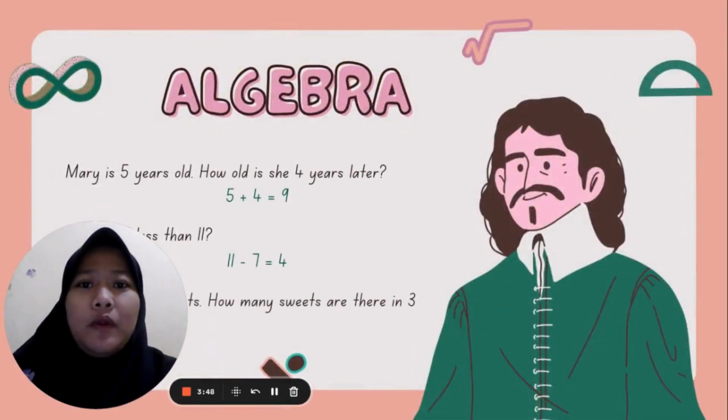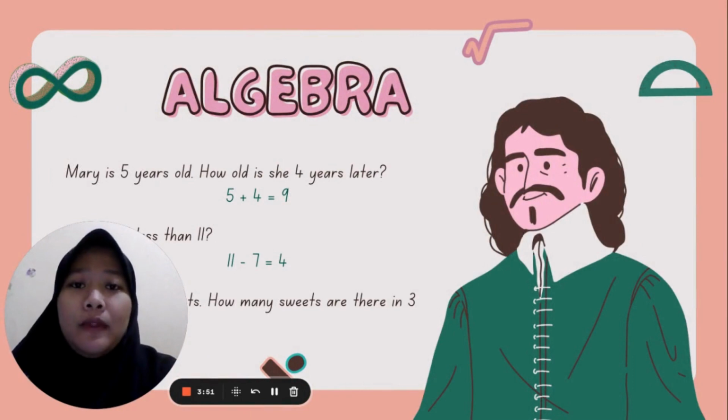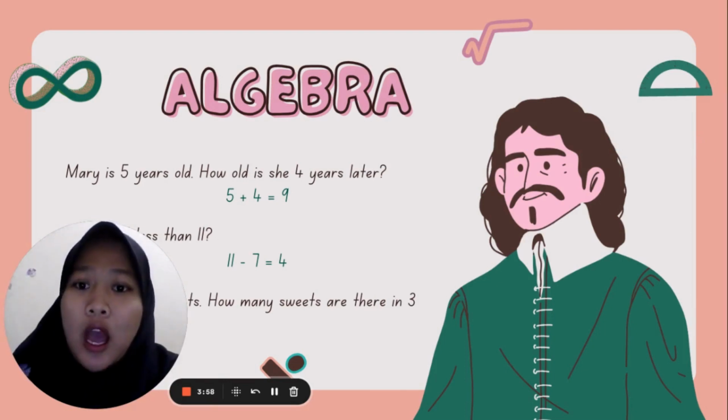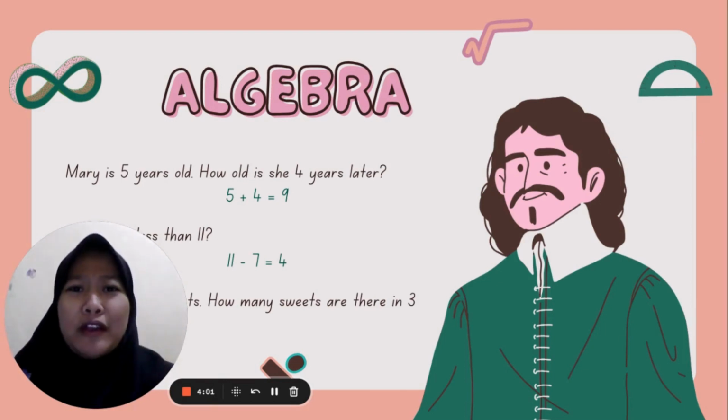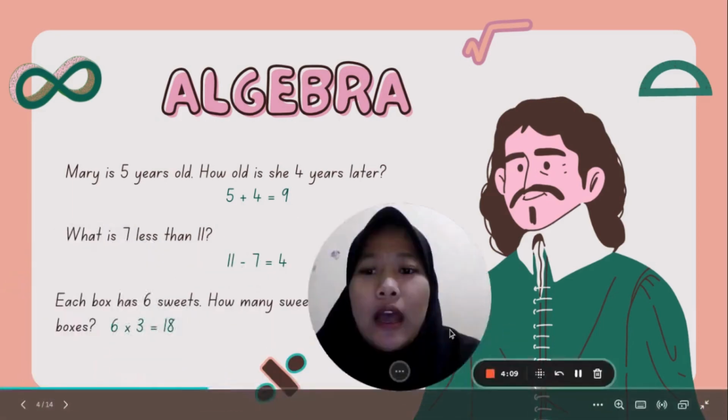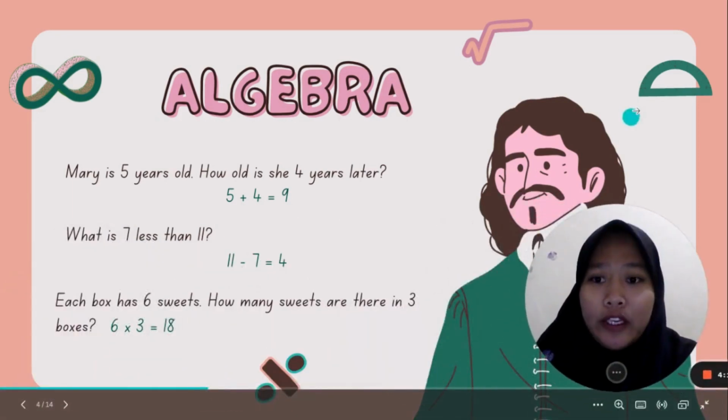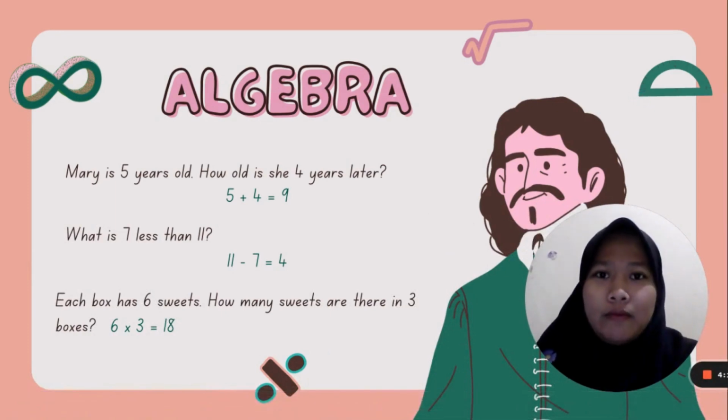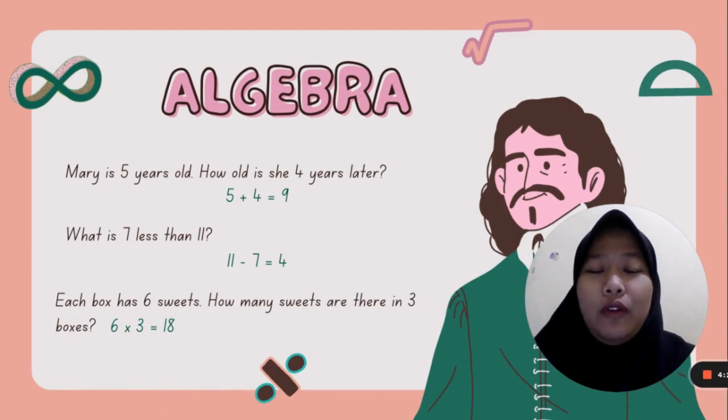Well, algebra always starts with the simplest problems that you face in daily life. For example, Mary is 5 years old. How old is she 4 years later? Well, it's basically simple because we just need to add the numbers. 5 plus 4 is equal to 9. Now, let's move on to the next question. What is 7 less than 11? Less means you have to subtract. So here, we subtract 7 from 11, which gives you 4.